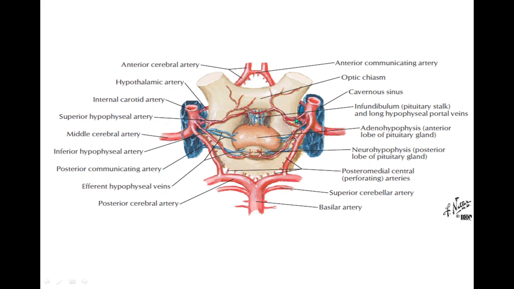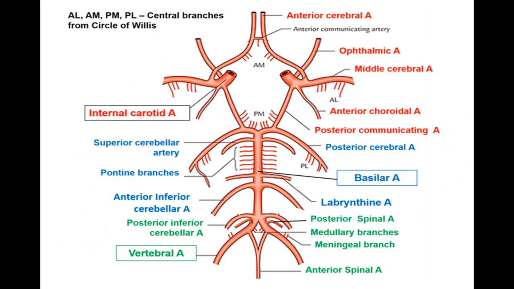So now we go back again to this line diagram. So this is the cut end of the internal carotid artery. So you can see the branches. This is the anterior choroidal artery, which is the main branch supplying the choroid plexus of mainly the lateral ventricle, which is there in the inferior horn of the lateral ventricle.